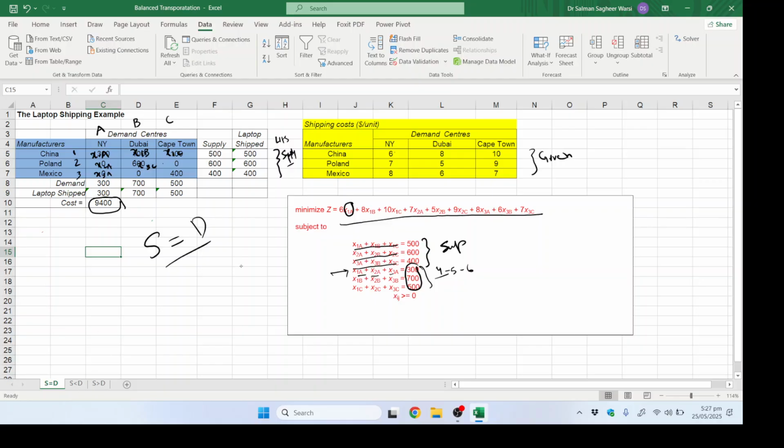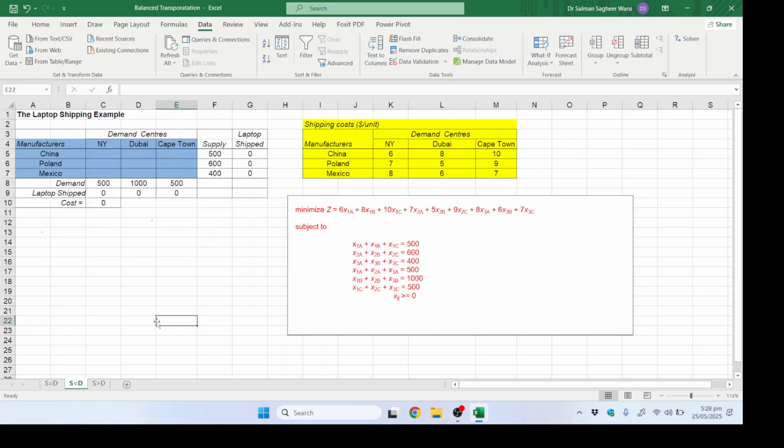Now let's see another case. So this was the case for supply equal to demand. Now let's see what happens when supply is less than demand. We also did discuss this in the lecture. If you have a look at it here, we have a supply of 1500 quantities and a demand of 2000. So this is supply, this is demand.